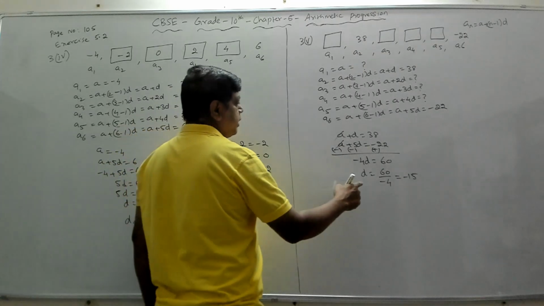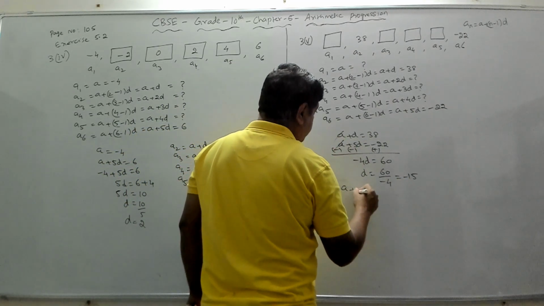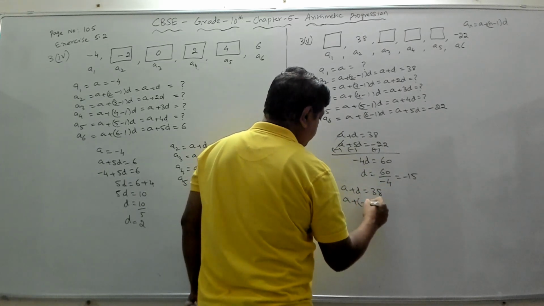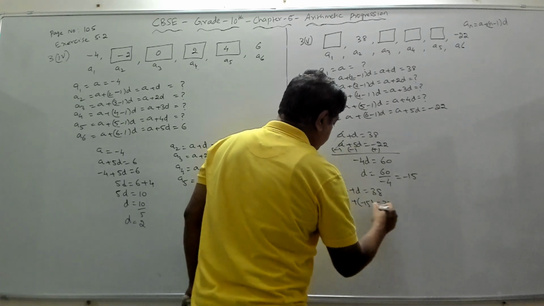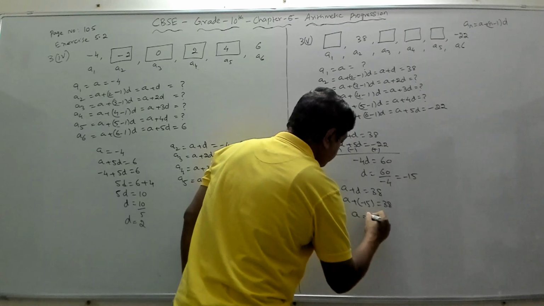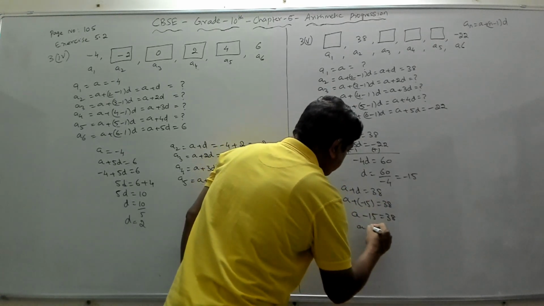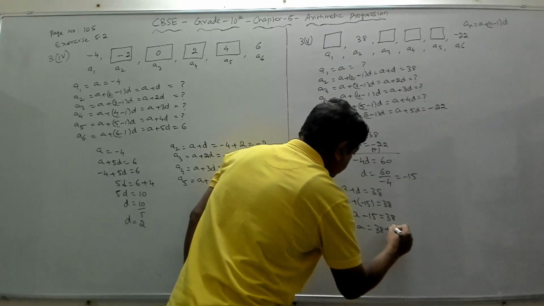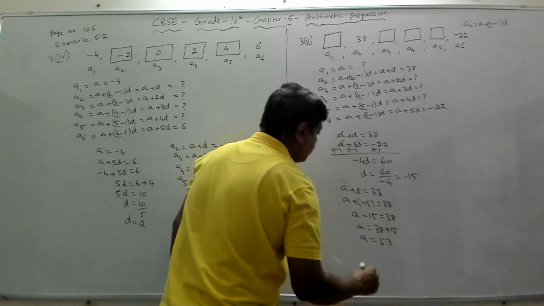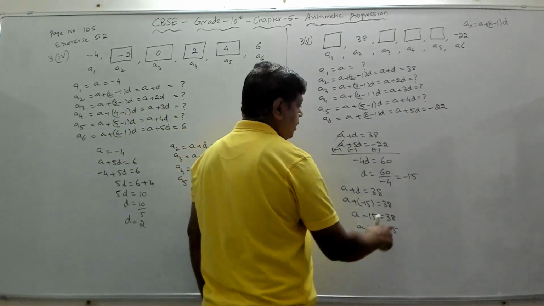Now we have found D. Now let's substitute D as minus 15 here to find A. So A plus D is 38, and A plus minus 15 equal to 38. So A minus 15 equal to 38. Then minus 15 goes to the other side. Your A becomes 38 plus 15, so it becomes 53. A is 53. So A is 53 and D is minus 15.